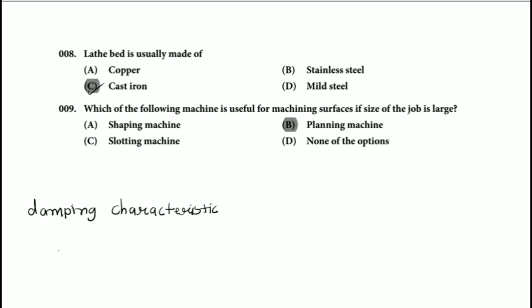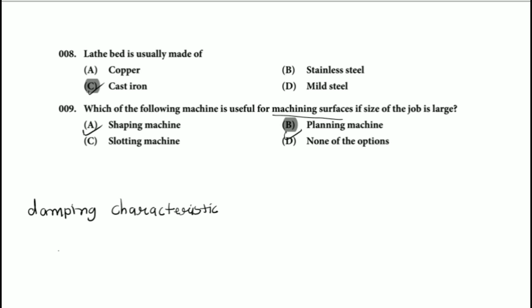Now let's move to question number 9. Which of the following machines is useful for machining a surface if the size of the job is large? So which of the following means you can see the options first, right? They have given a shaping machine, then planing machine, slotting machine, and none of the options. Out of that, only two machines, the shaping machine and the planing machine, can be useful for machining surfaces, right? So the other two options we need not consider, right?